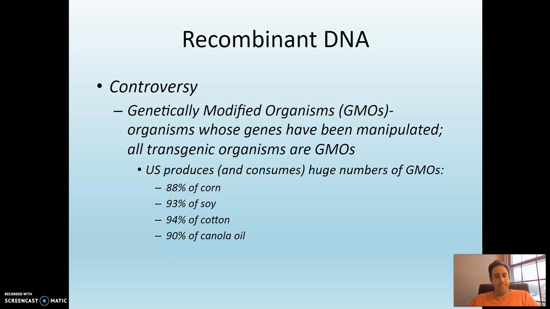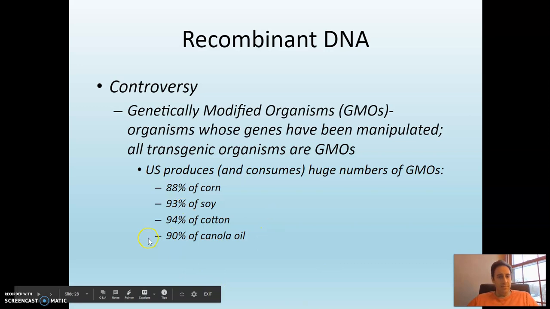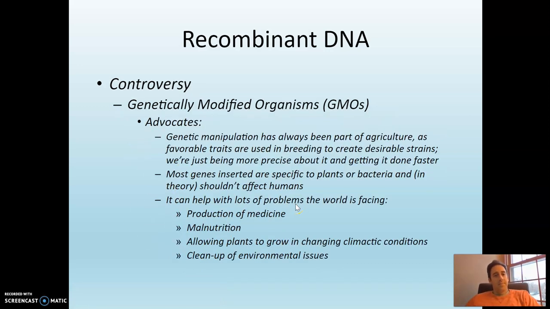And so, you know, the reality is that the US produces and consumes huge numbers of GMOs. Odds are good you've eaten this. You know, 88% of our corn is GMO corn, for good or ill. Advocates of this will say that genetic manipulation has always been a part of agriculture. And so, you know, by selectively breeding, we're sort of tinkering with genetics anyway. Most genes inserted are very specific genes, specific to a plant or bacteria, and therefore, in theory, shouldn't affect humans. And then it can help us with a lot of problems the world is facing.